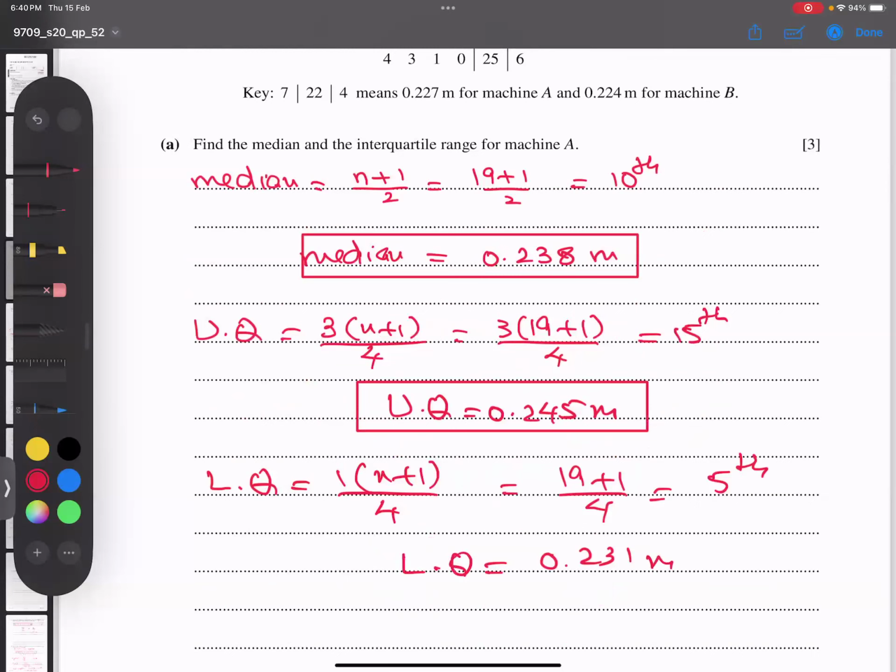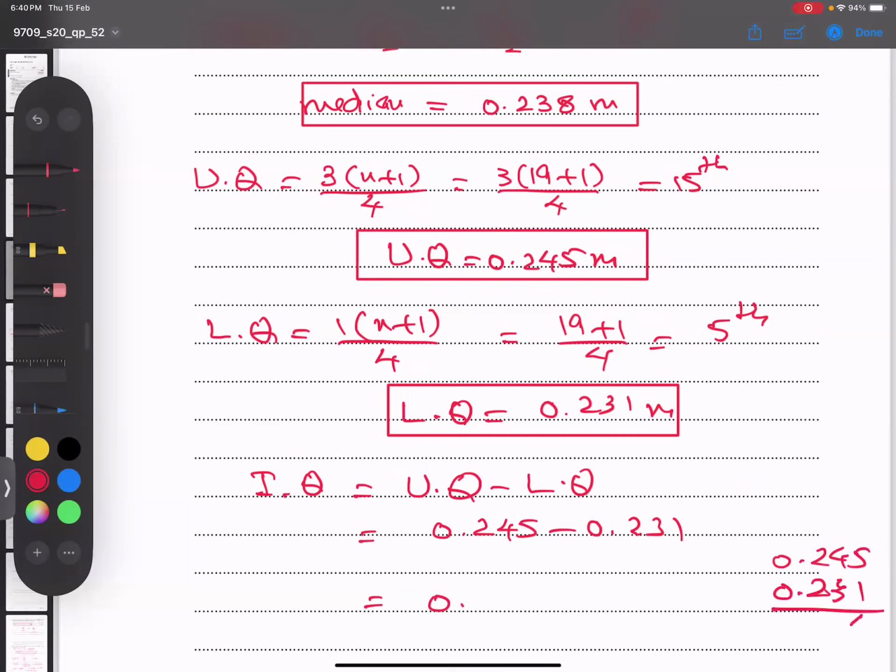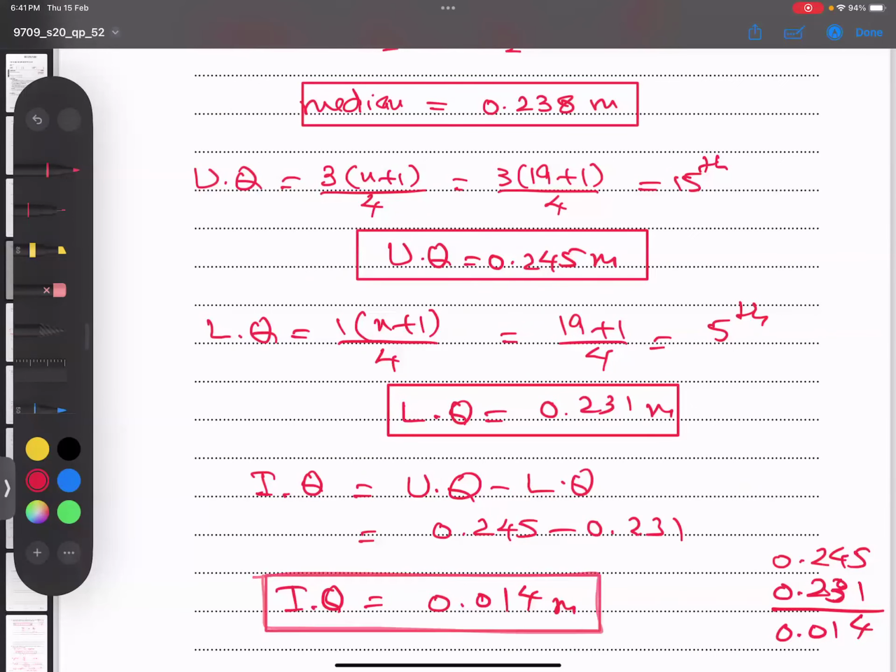So this is the lower quartile, but what is he asking us? The interquartile range. So subtract. IQR stands for upper quartile minus lower quartile. The upper quartile is 0.245 minus 0.231. So if I subtract, what do I get here? You know it very well. If I subtract, 4 comes here and 1 and 0, 0.014 meters. So the IQR, understood, this part is very, very clear.